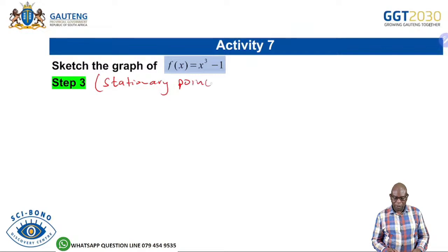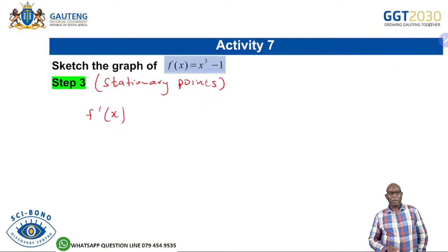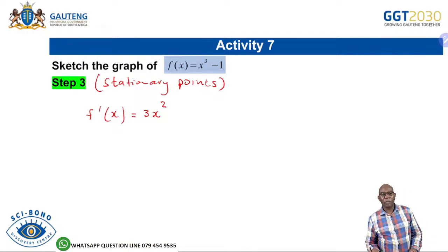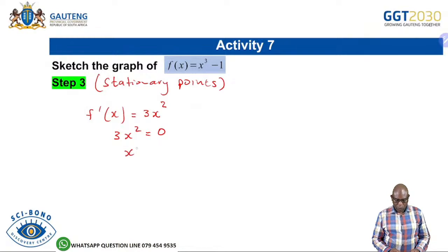So now with the stationary points, what do we do? We are going to differentiate. Remember, to get a stationary point, we differentiate. Why? Because at that value, the gradient is 0. We equate that to 0. We get the gradient, so we're going to get 3x squared minus 1, that will be 0 there. So we equate this to 0. Lovely.